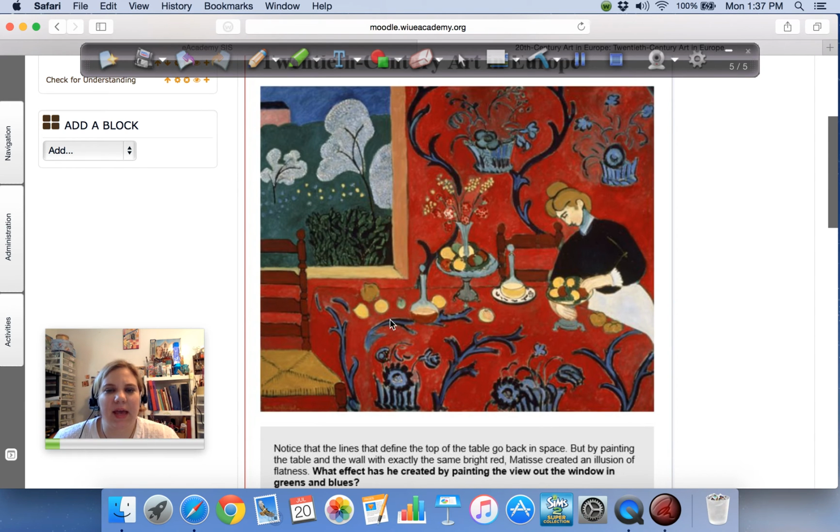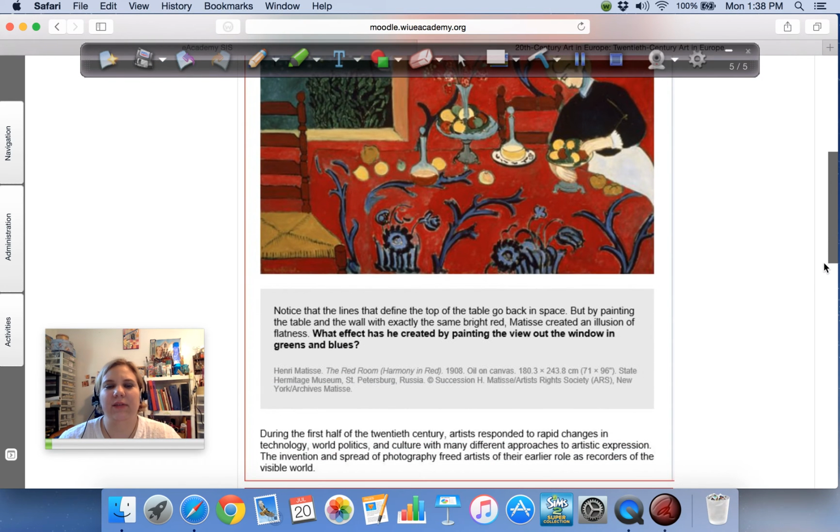He's giving an illusion of flatness by making the wall red and the tablecloth red. Out this window, you're seeing a lot of these blues and greens. And here's something to remember: warm colors like reds, oranges, yellows go forward, whereas cool greens and blues are going to recede. So here he's really playing around with the space. To me, this does look 3D, but yet this looks flat. He's playing around a lot with these shapes, which gives his paintings a distinct look.